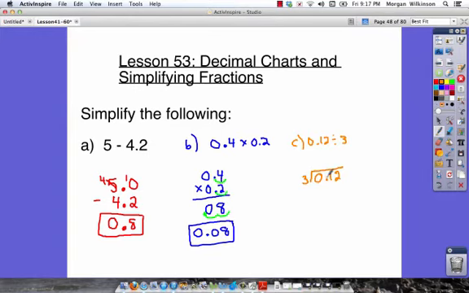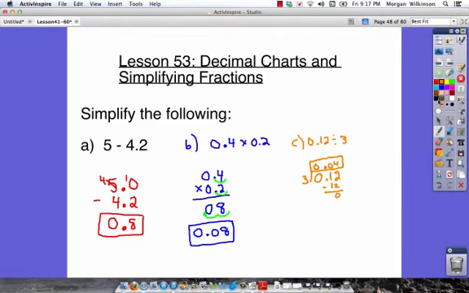Now whenever we do a problem like this, we've got to bring that decimal point straight up when we're dividing by a whole number. 3 goes into 0, 0 times. 3 goes into 1, 0 times. 3 goes into 12, 4 times. We've got 12 with 0 left over. So we've got our final answer of 4 hundredths, or 0.04. That's our quotient. And we're all done.